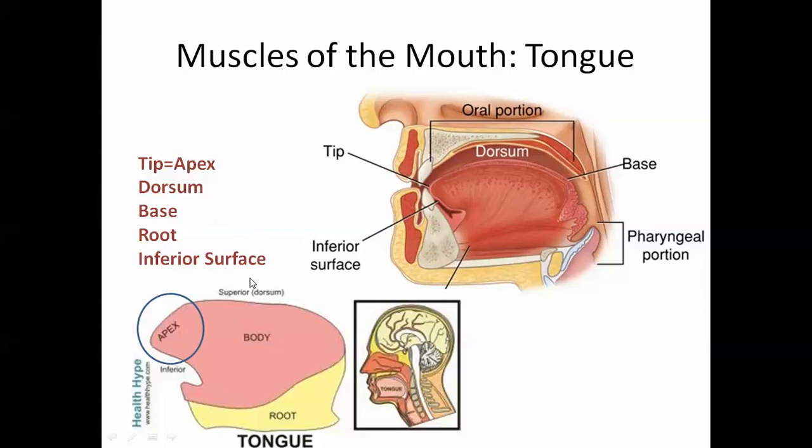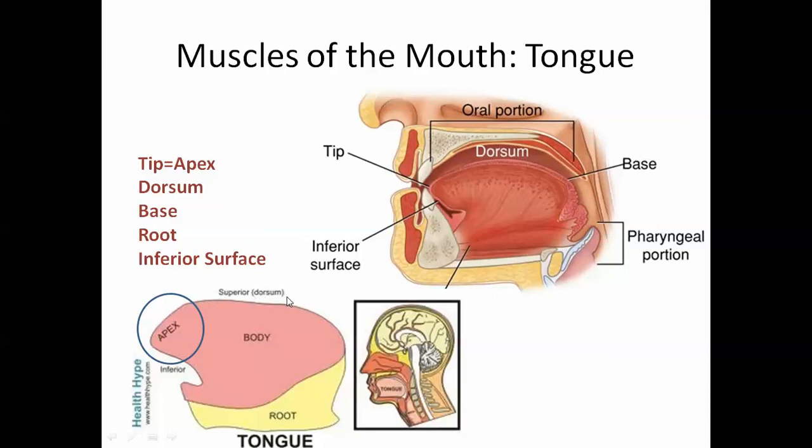Okay, so we're going to work on the tongue. The tongue is your primary articulator. It's the one articulator that does most of the work in terms of producing your speech sounds in an intelligible fashion. So we're going to name the different portions of the tongue. So first we have the apex over here, okay, which is the same thing as the tip of your tongue. Then we have the body, okay, and then the superior aspect is also called the dorsum.